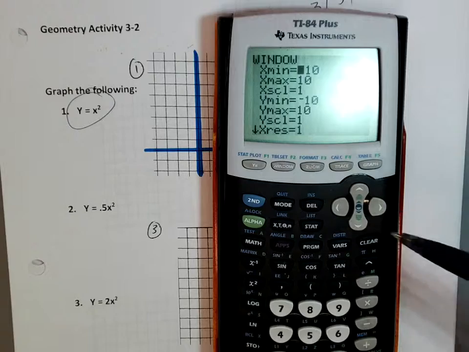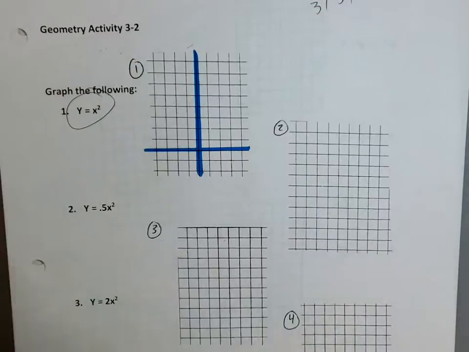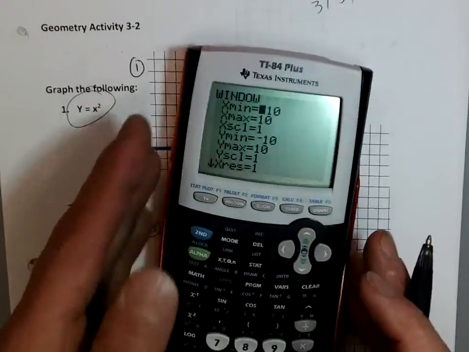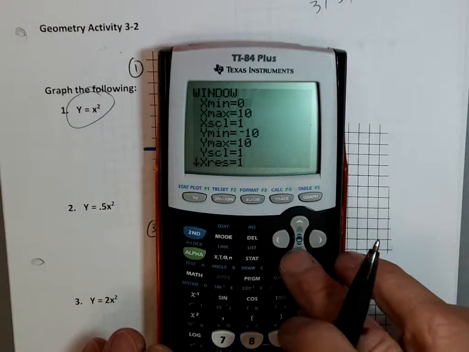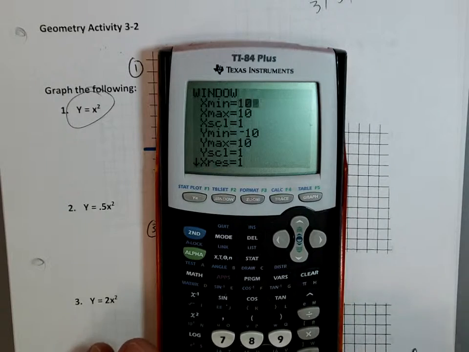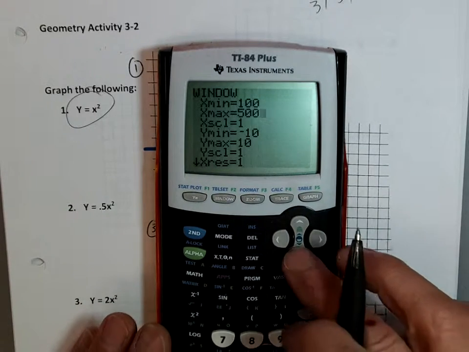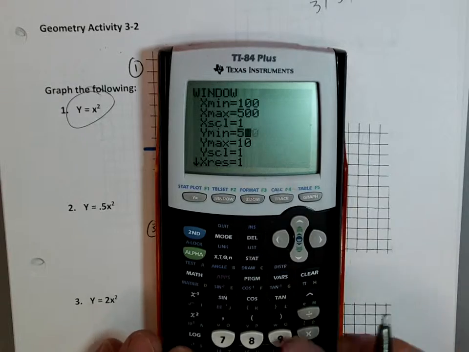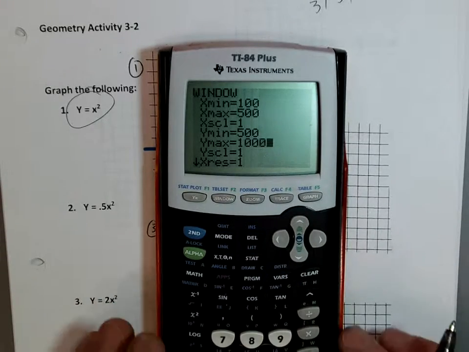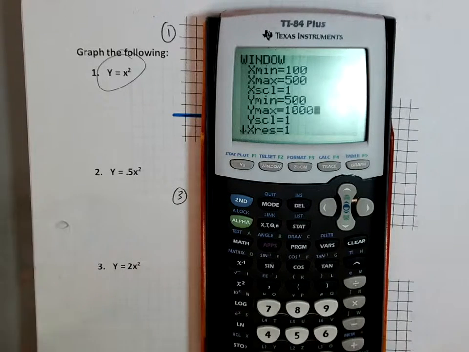Negative 10 to 10, because that puts us right in the middle of the graph. Let me show you something different. Just watch. I just changed my window. Please don't change yours. This would be a really bad window for this particular graph. Good gravy, we would never see it. Does that make sense? This window would put us way up here, right? You'd never see this probably. You guys agree? So the window is important. You need to put in a window that will work.